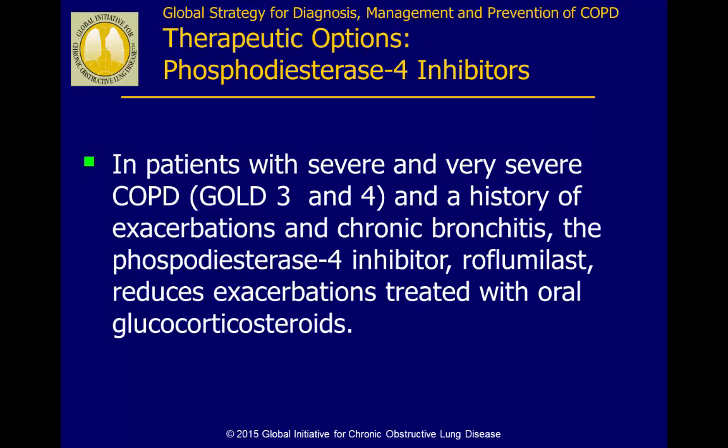So in patients with severe and very severe COPD and a history of exacerbation of chronic bronchitis, you could also use a phosphodiesterase inhibitor, which are your immunomodulators, and also decrease pulmonary pressure. So you have roflumilast, the same as asthma. It's the last step, okay, and it also reduces exacerbation along with corticosteroids.